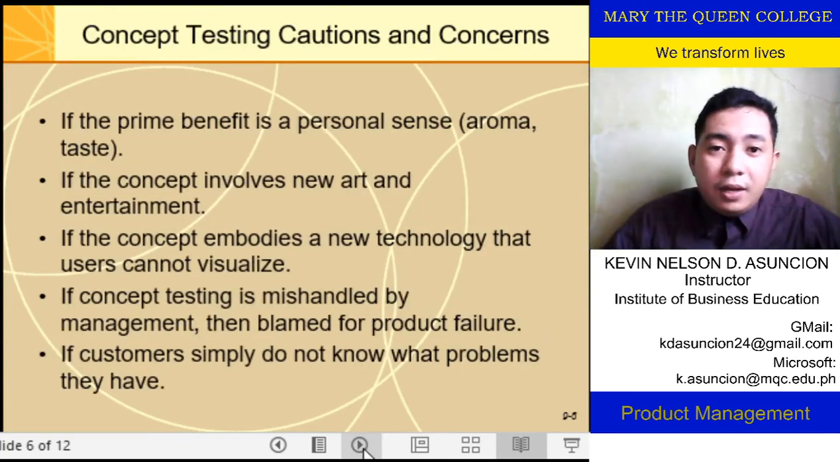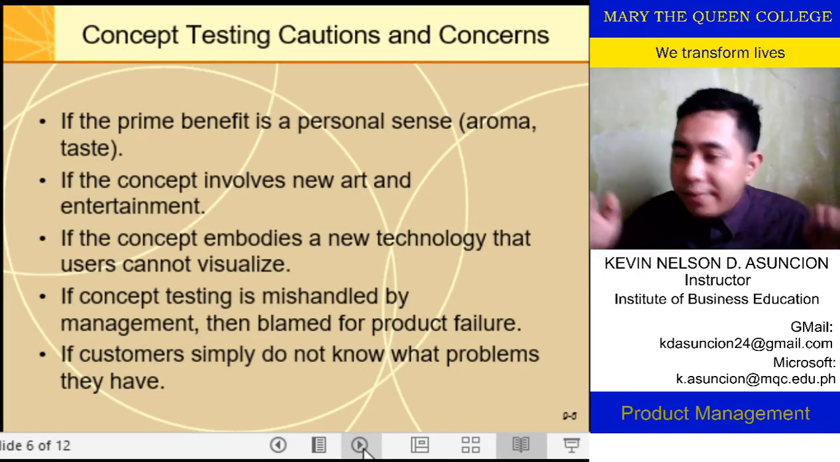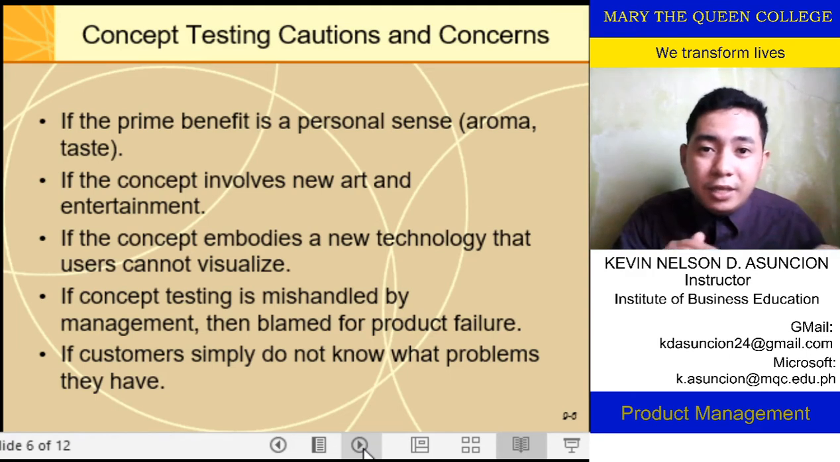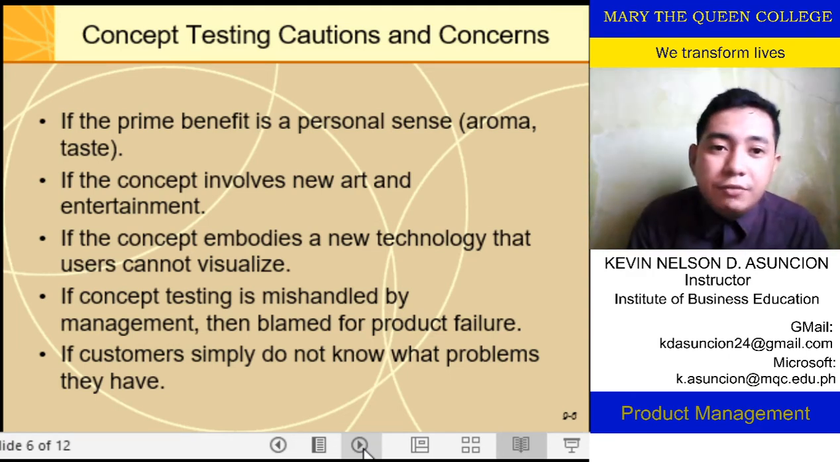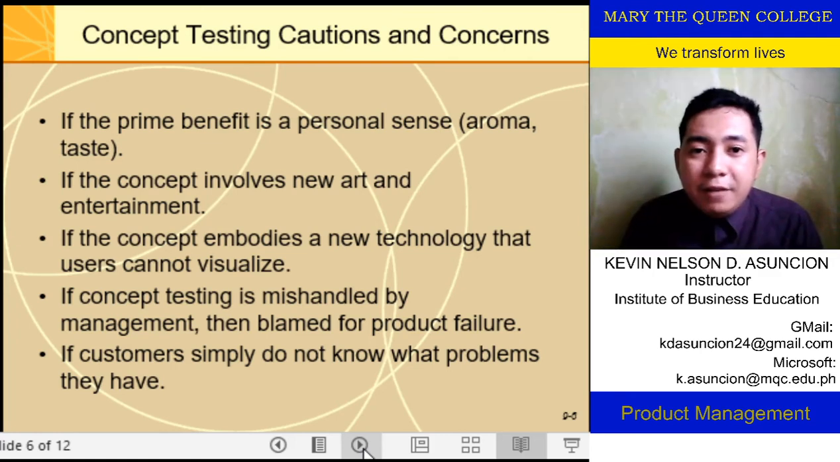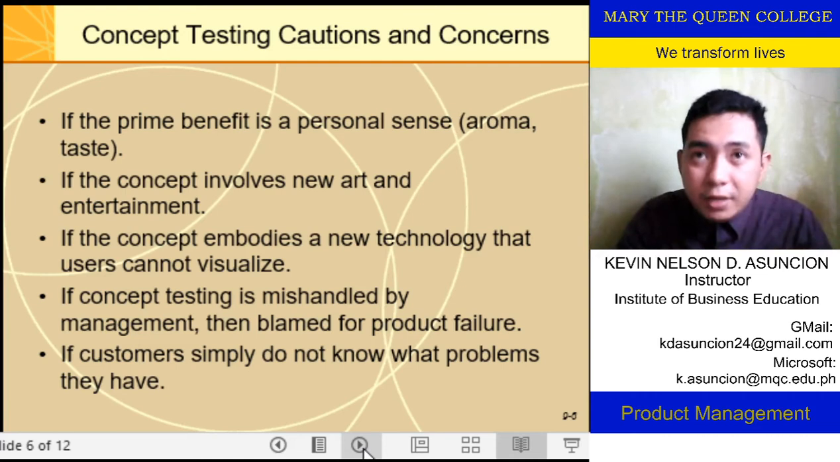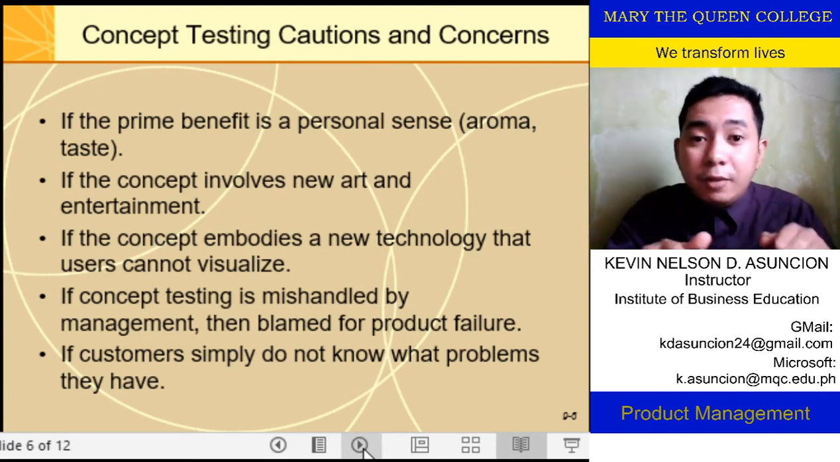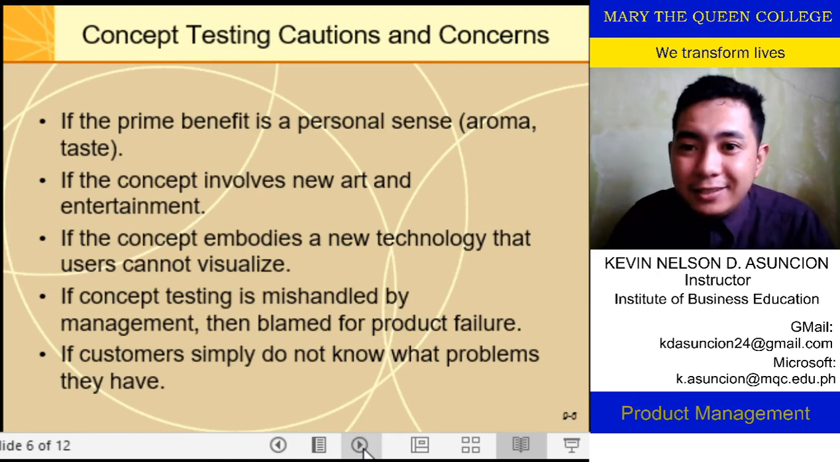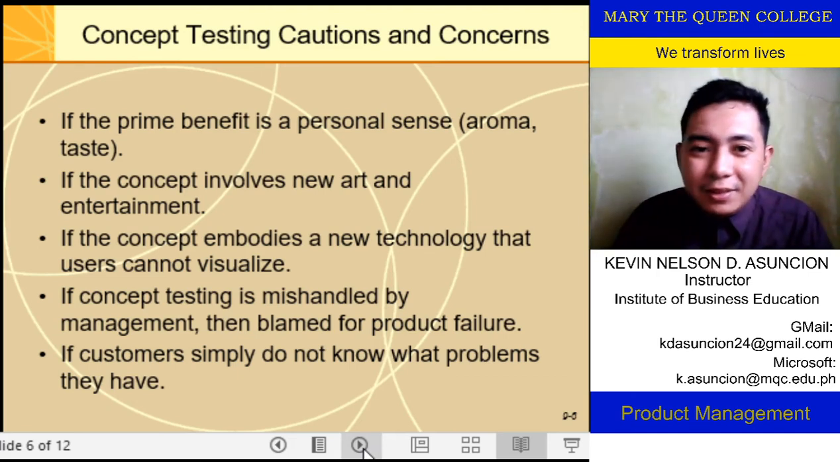So what do you need to remember when you are testing the concepts? What are the cautions and the concerns? First, if the prime benefit is a personal sense, no? So you need to be slow in decision making here. No? Kasi it talks about preferences. No? Tingnan mo, no? Okay?